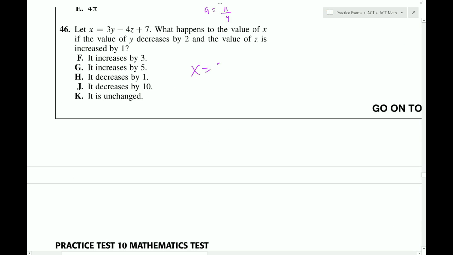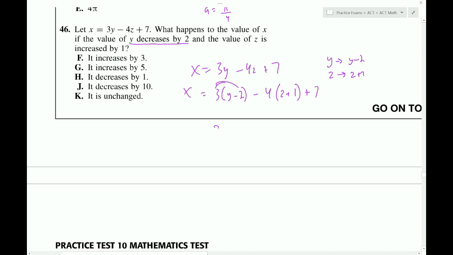Okay, so let x equals 3y minus 4z plus 7. What happens to the value of x when the value of y decreases by 2? So y becomes y minus 2, and the value of z becomes z plus 1. Alright, so we're plugging in y minus 2 for y, and we're plugging in z plus 1 for z. Okay, and so we distribute the 3. We end up with 3y minus 6. That minus 6 is a new piece. Minus 4z, right? Minus 4, that's a new piece as well. Actually, should it be minus 4? Yeah.